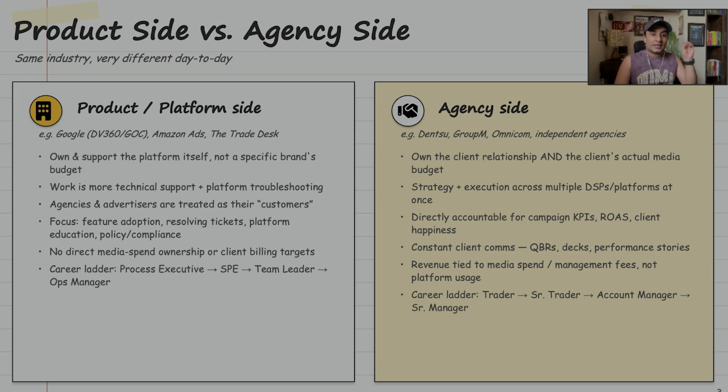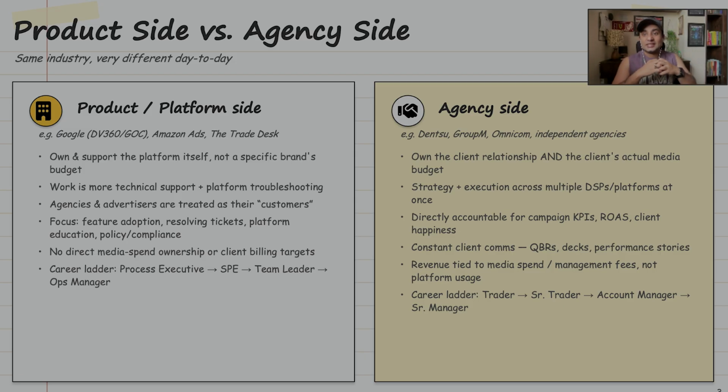And the career ladder looks like you become a process executive, then you become a senior process executive, then you become a specialist, then you become a team leader, then you become an ops manager, and then you become a senior ops manager. So that's how the career ladder looks like.